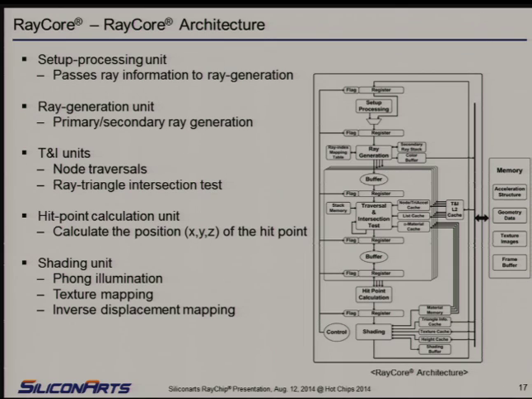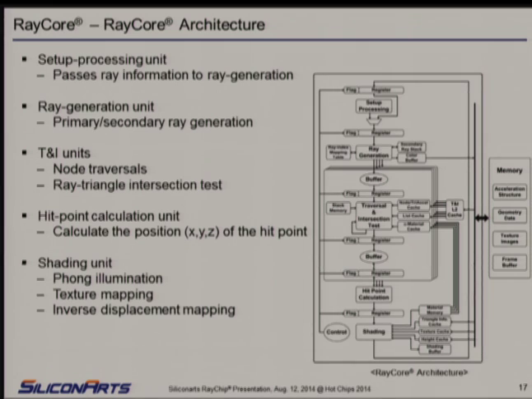RayCore consists of 5 subunits. A setup processing unit initializes or passes ray information. Then a ray generation unit generates primary and secondary rays. Traversal and intersection units perform both node traversals and ray-triangle intersection tests. A hit point calculation unit then calculates the XYZ position of the hit point. Finally, a shading unit performs Phong illumination and texture mapping.